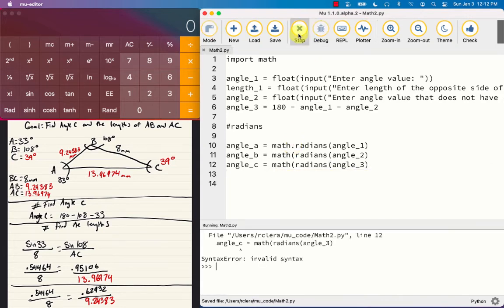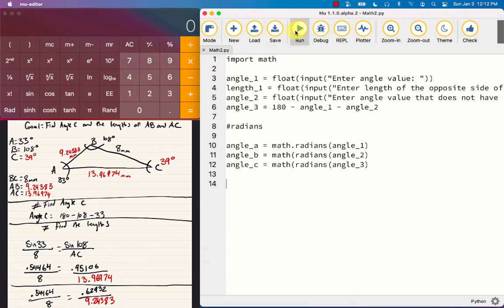Let's just run it. Do we have a syntax error? We do. Yes, because for whatever reason we didn't put periods there. There we go. All right, and that's the benefit of taking a moment to run your programs.